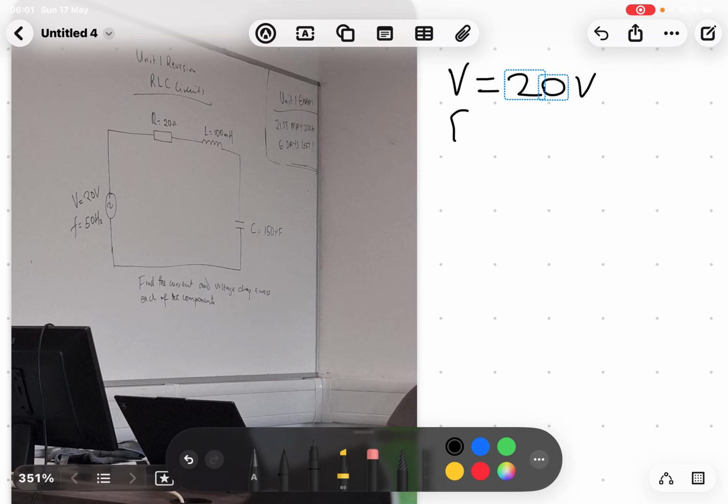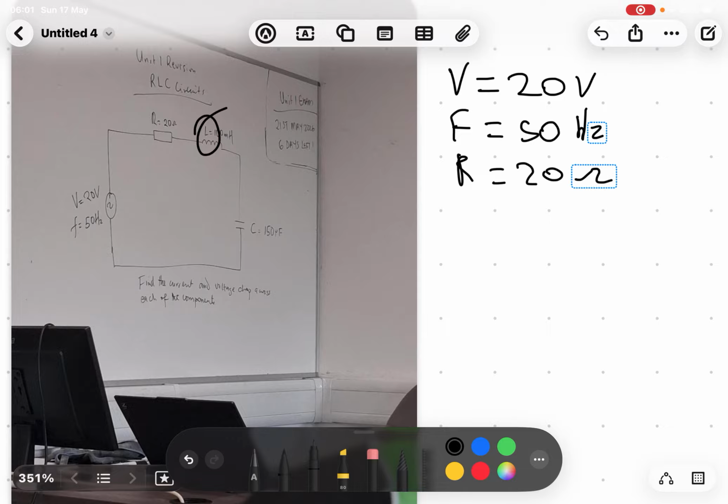After that, we have the frequency, 50 hertz. After that, we have the resistance, 20 ohms. And then we have the coil, I'm pretty sure it's inductance. I can't really remember. So it is 100 millihenry. Yeah, I'm pretty sure it's henry. And we need to find the resistance of it. Like, we don't need this one, we need it in ohms, if that makes sense.